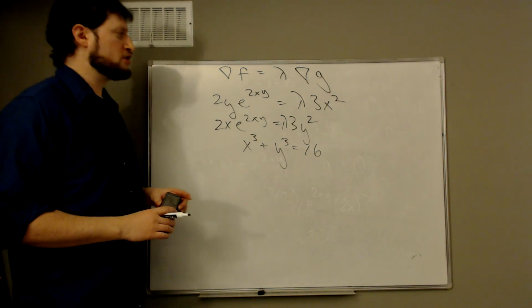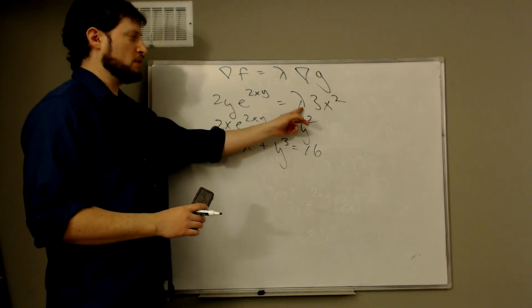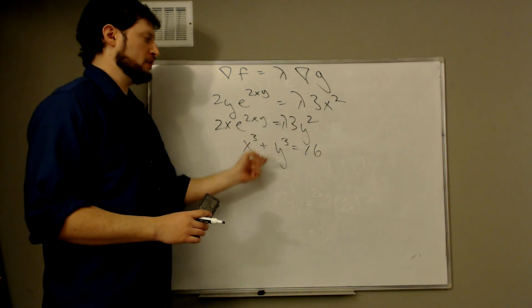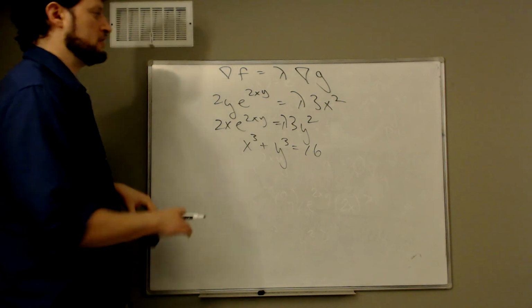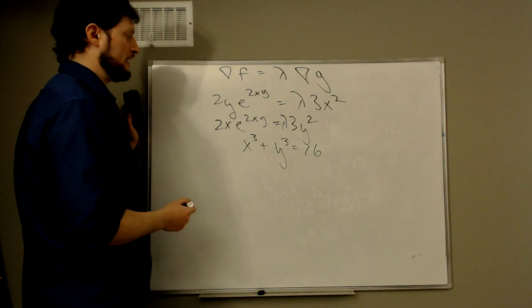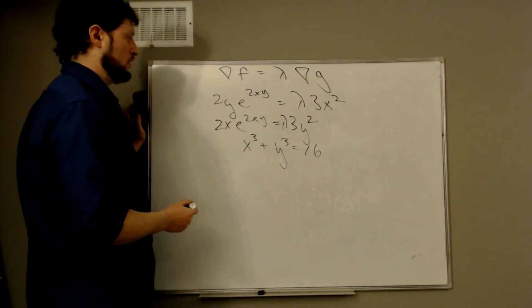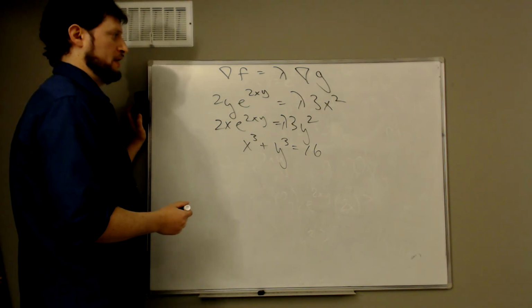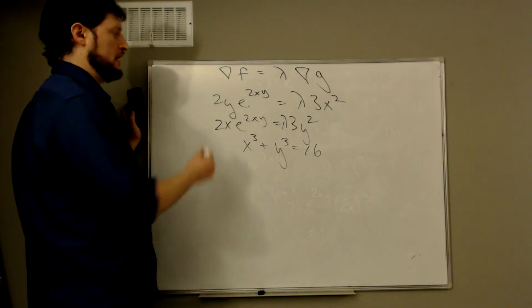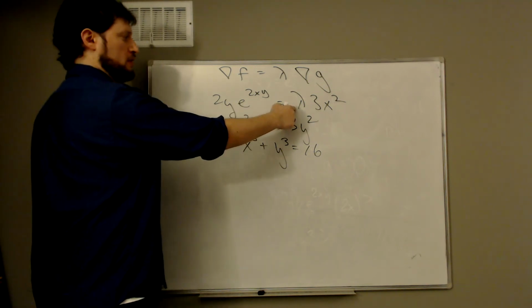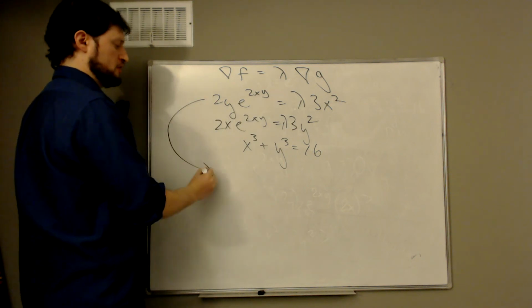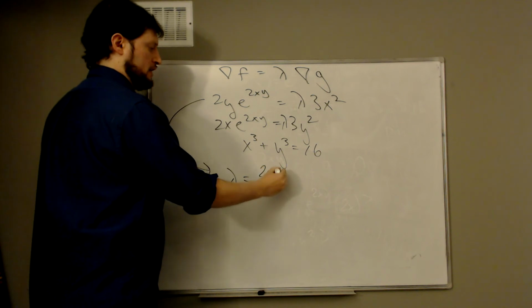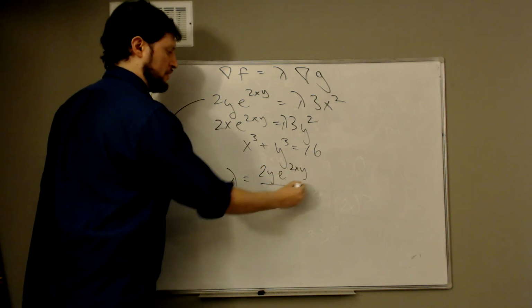One general strategy might be to solve for lambda in one of these equations and plug it in down here, so we've just got equations with x and y between these two. But we're just going to look at these and see if we can find anything that will reduce our number of equations. Okay, so what can we say? Let's do what I just suggested. Let's take this top equation and solve for lambda. If I solve for lambda, I get 2y e to the 2xy divided by 3x squared.